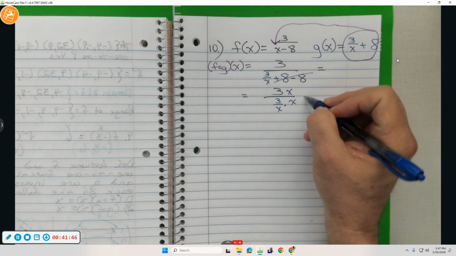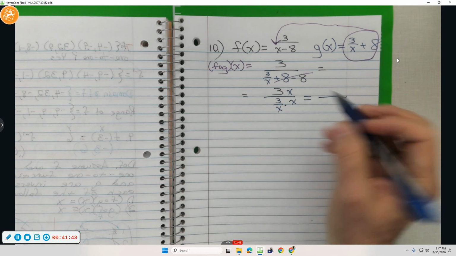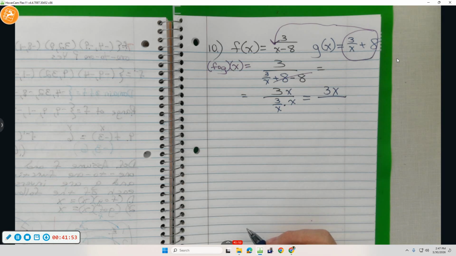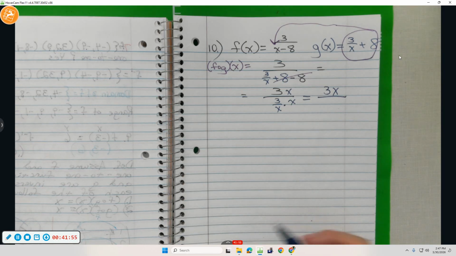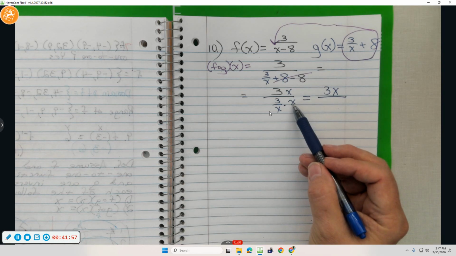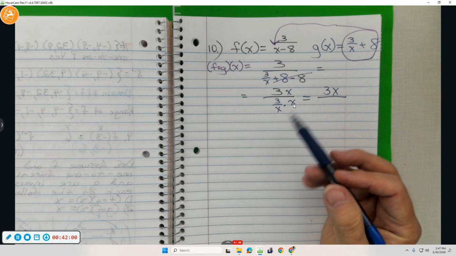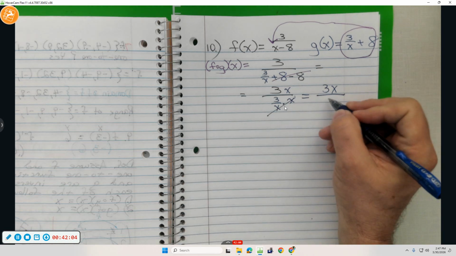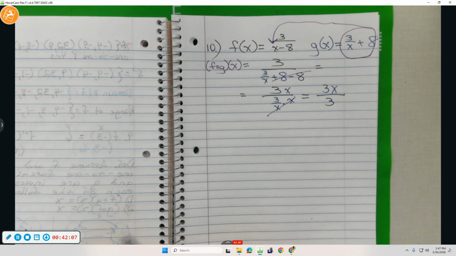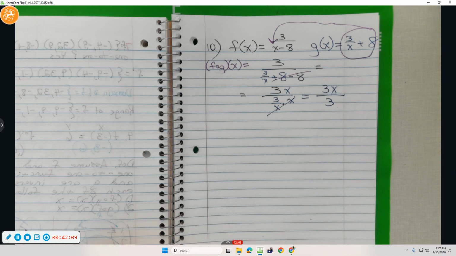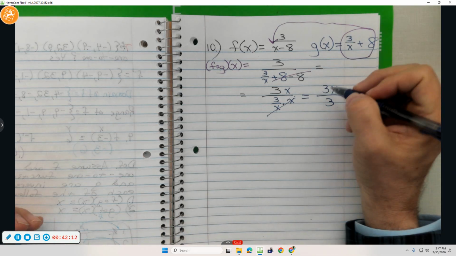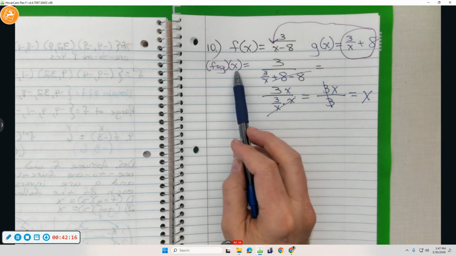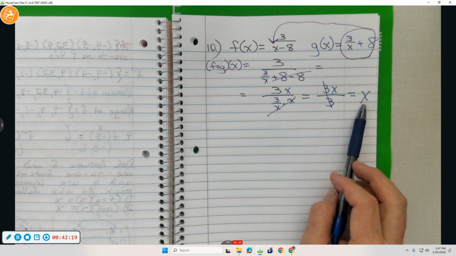This is working out really nice. We have a 3x on top. What's about to happen on the bottom? The reason we multiplied by that minor denominator is so it would cancel with that denominator there, the x. So all we have is 3x over 3. What's that going to reduce to? Just an x. The 3s cancel. So f composed with g of x reduced just to x.